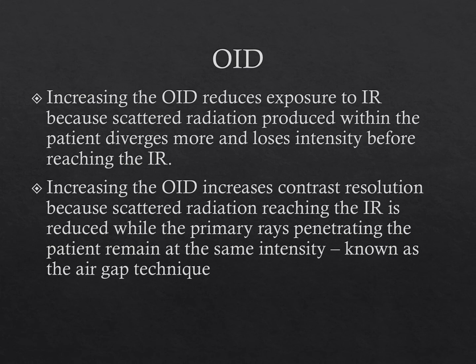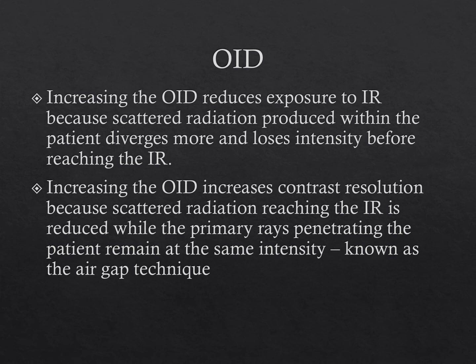So what that does is actually decrease the amount of scatter that's going to reach my image receptor. And remember, scatter's bad. Scatter's going to cause noise in my image. Scattered noise, we talked about that earlier. So when I increase my OID, I am decreasing the amount of scatter that's going to reach my image receptor, and that's a great thing.